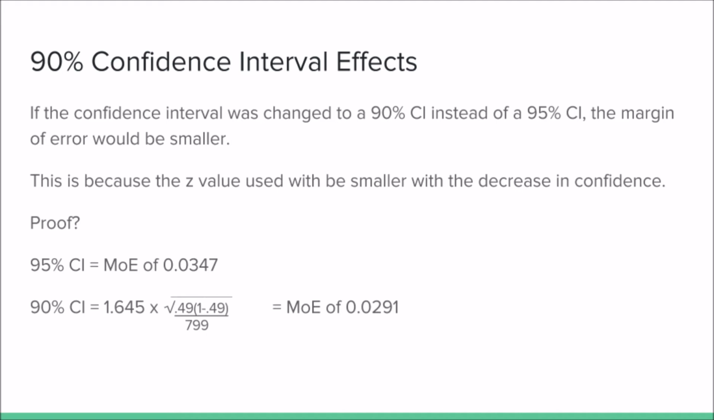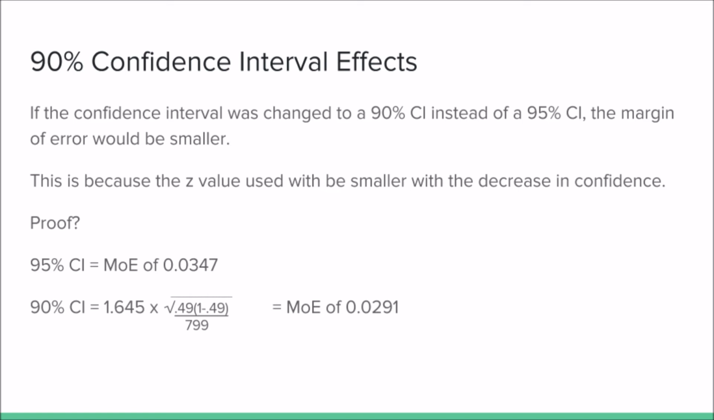This is because the z-score used with the 90% confidence interval is smaller than the z-score used in the 95% confidence interval. You can prove this by calculating both of those margins of error and comparing the two. As you can see, the margin of error for the 90% confidence interval is smaller than the margin of error for the 95% confidence interval.